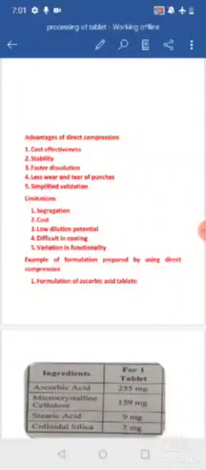Segregation means that if you are going to use one or more drugs along with the other excipients, there are chances of segregation. They are not going to mix properly with each other, and there are chances of weight variations or drug content variations.